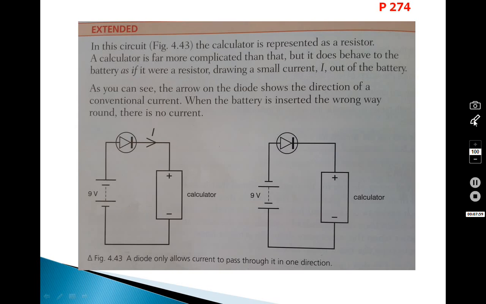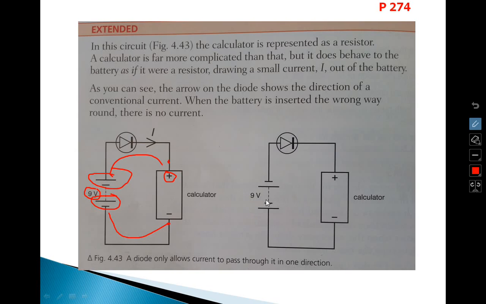We have a source of battery, 9 volts here. This is the first one and this is the second one. Both of them together give 9 volts. A current is moving through this resistor, and then this is the calculator. This is the positive part because it's connected to the positive part here, and this second point is connected to the minus part here.